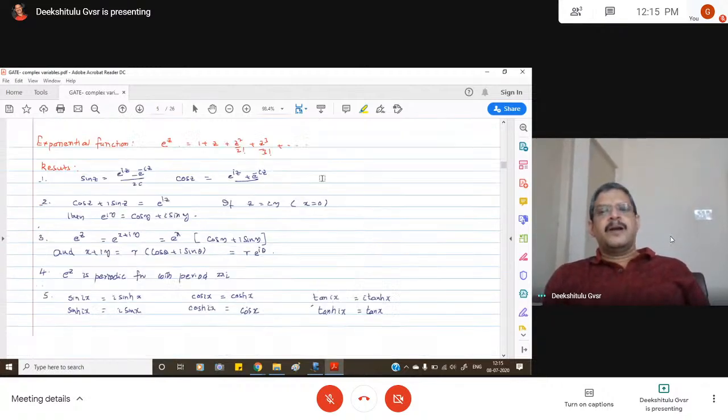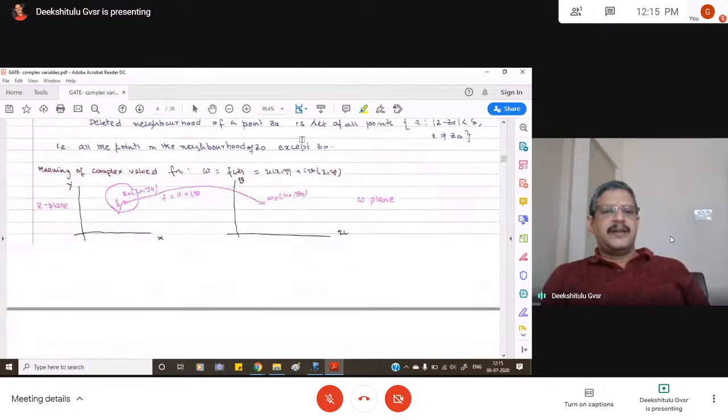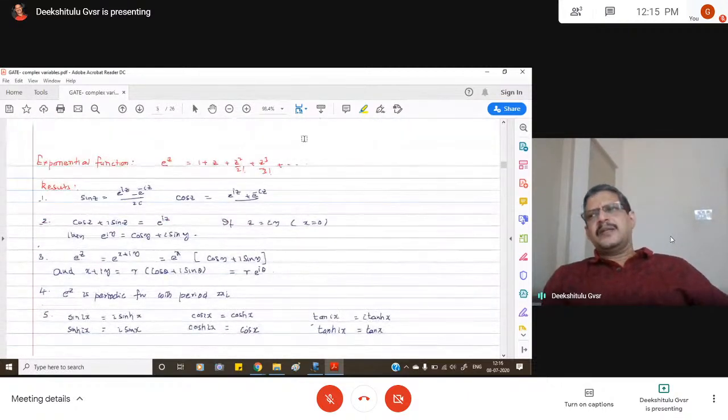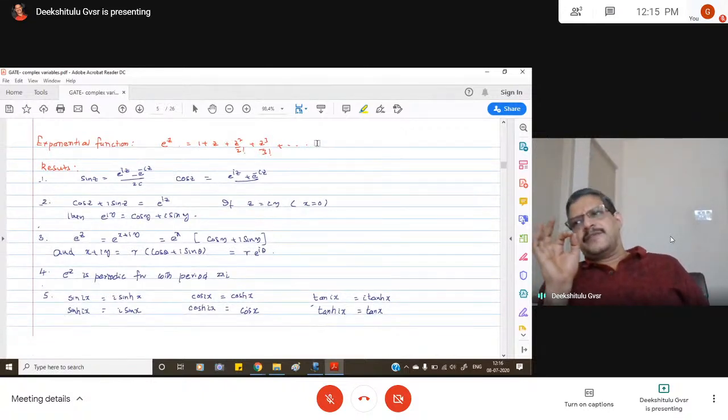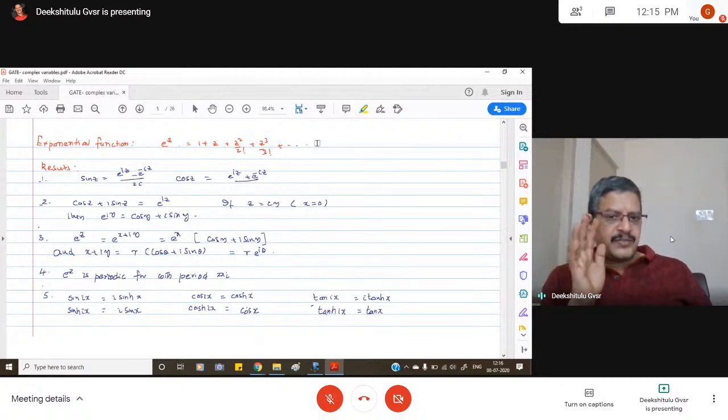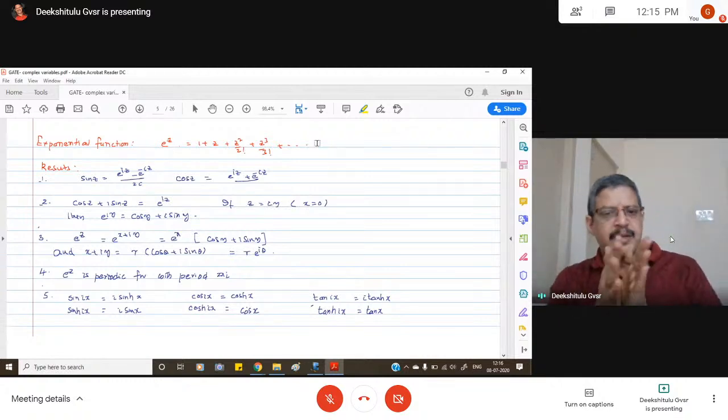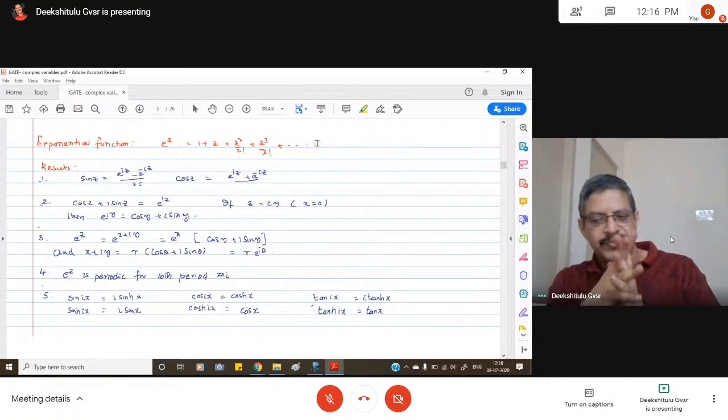So after listening to this basic idea of functions, what are the most important functions in complex variables? The exponential function is the most important. If you understand the importance of e power z in complex numbers, you can do any problem. I'm not giving you any proofs, simply the results. The exponential function is given by e power z equal to 1 plus z plus z square by 2 factorial plus z cube by 3 factorial, and so on and so forth. That is as usual.